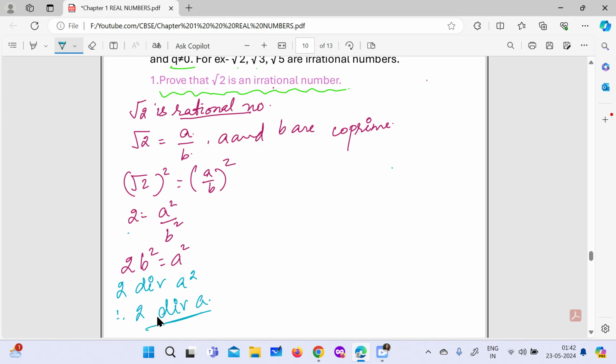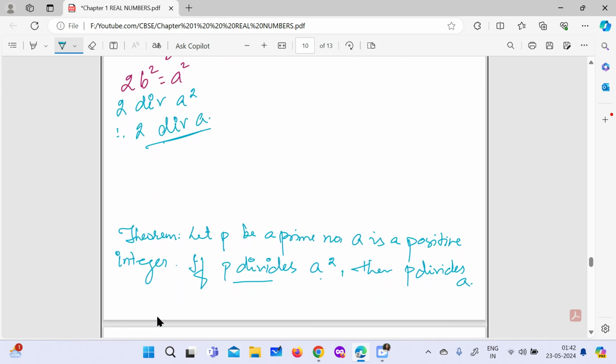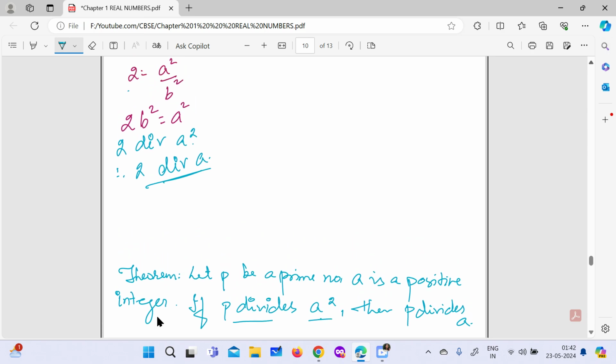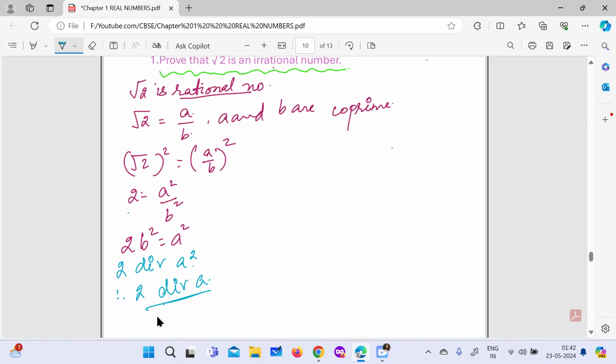Right, this is a very important point we have to consider. This is from the previous theorem which I explained to you just now. If p is a prime number and a is a positive integer, if p divides a square, then p also divides a. So here, 2 divides a square, therefore 2 also divides a. Okay, now we will see the next part of it, how to move with this.